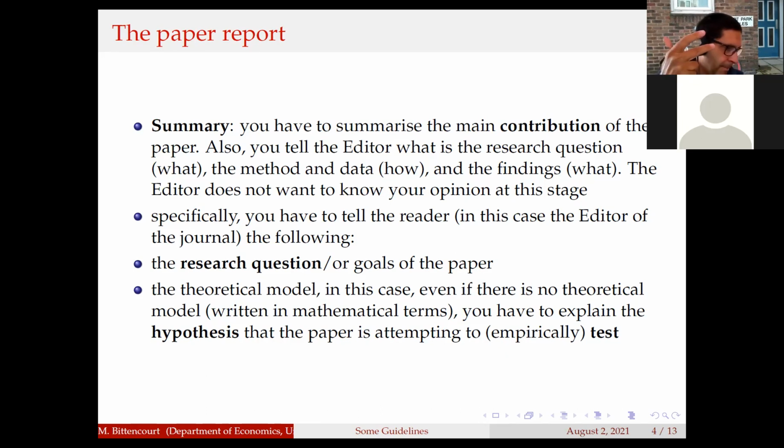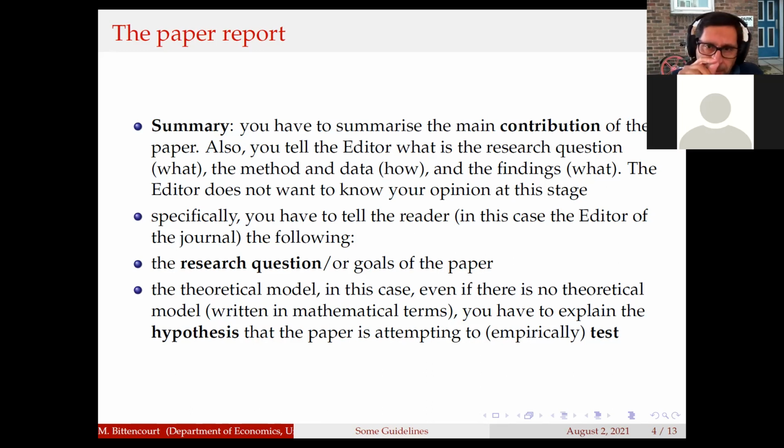For this assessment, you have to tell them the research question of this paper is this. And they use OLS and panel data, right? And they find this. The editor doesn't want to know your opinion at this stage, because at some point you are going to have to give your opinion. You will decide whether this paper is going to be published or not, right? But not at this stage. The editor doesn't want to know your opinion now.